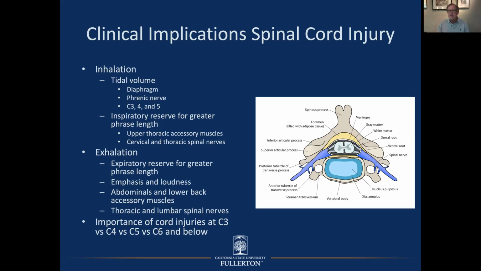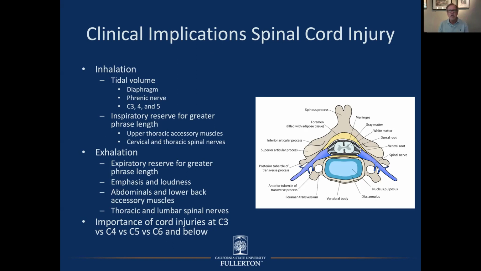So let's put it up at C1. That's the highest level. What that individual will lose is everything in their body, except the head. So they would have all their cranial nerve functions. And that means if they are put on a ventilator, they can survive. And they could even speak, because you speak basically with your cranial nerves. So that's just an illustration of what happens if it's really high in the spinal cord.